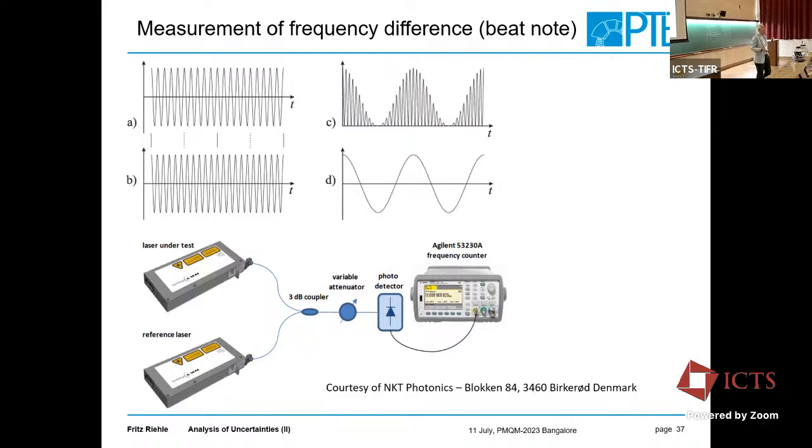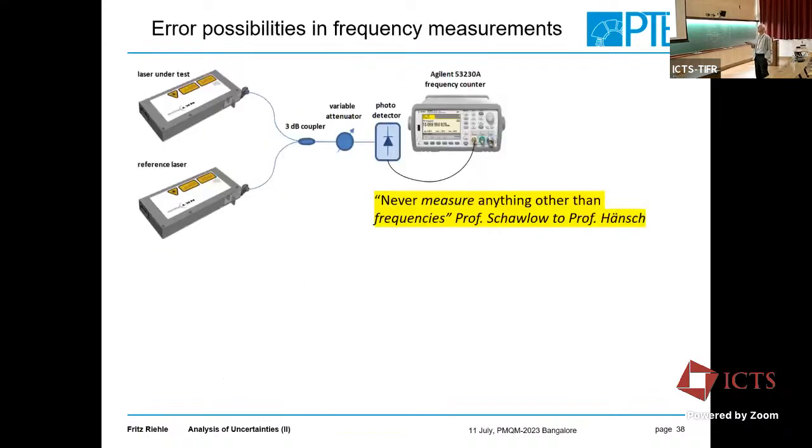So where is there space for errors? There are many rooms for errors there. Some of them, I will not say I have made all of them, but some of them. So what you have to do, first of all, is to use a filter. Otherwise, you get spurious other frequencies and things like this.